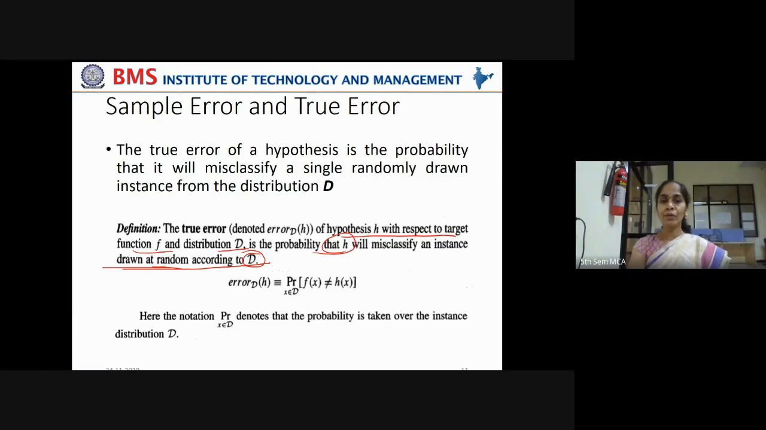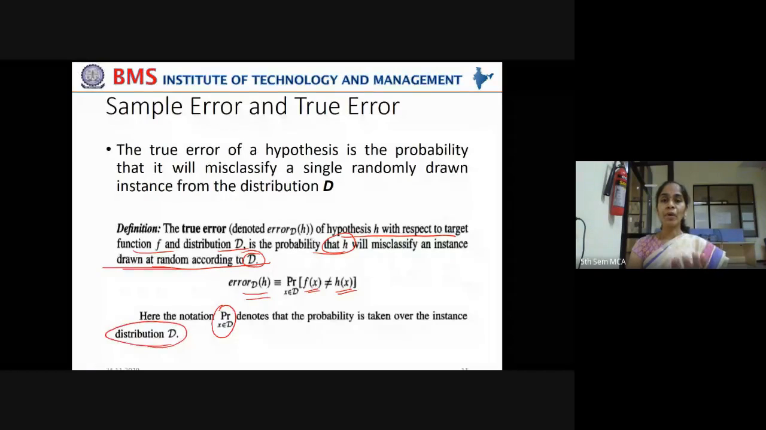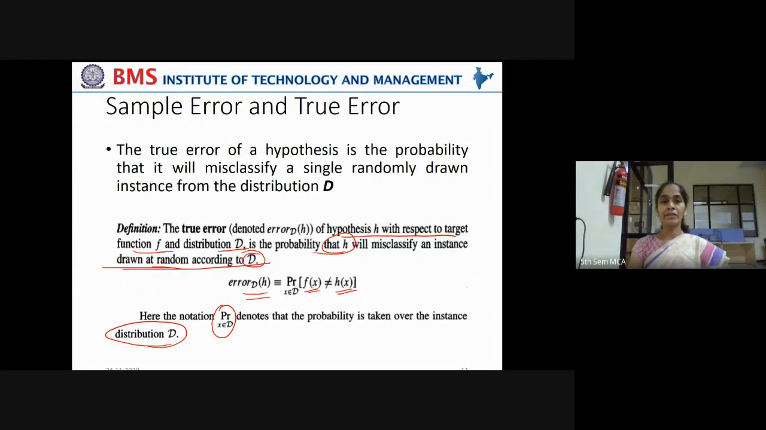In such case, how do you represent the true error? It is the probability of the target label being not equal to the predicted label, h of x. Here the notation probability of x belongs to D denotes that the probability is taken over the instances, the total number of instances under the distribution D. Okay, so what is the probability of an error in the prediction? That is your true error. How can I read this simply? What is the probability of error in the prediction? That probability is called true error.